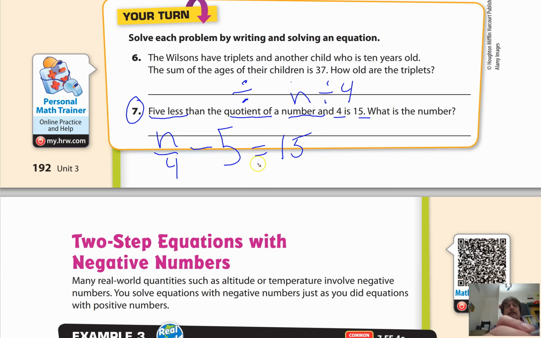Okay, so here's the pieces. This is the is, this is the less here. Quotient is that. Okay, so quotient is that. Number and 4. So write what you see.